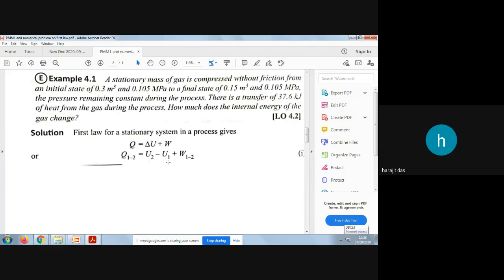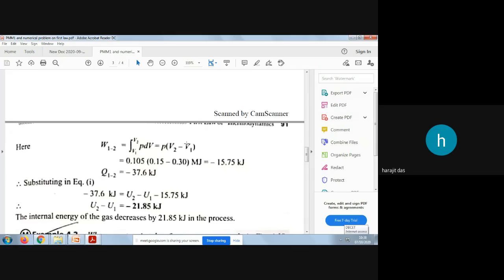We need to find out U2 minus U1. W1 to 2 we have found out by this displacement work, for constant pressure process. So for constant pressure process, this is the formula. In the last class we have seen the formula. So this is minus this one. So Q1 to 2 is given, because heat is evolving, it is negative sign.